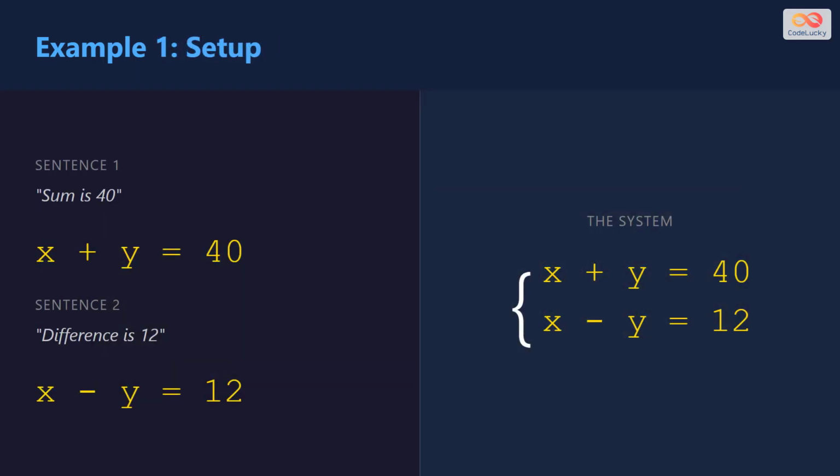We break it down sentence by sentence. The sum is 40 becomes x plus y equals 40. The difference is 12 becomes x minus y equals 12. Putting these together gives us a system of equations that is perfectly set up for the elimination method.